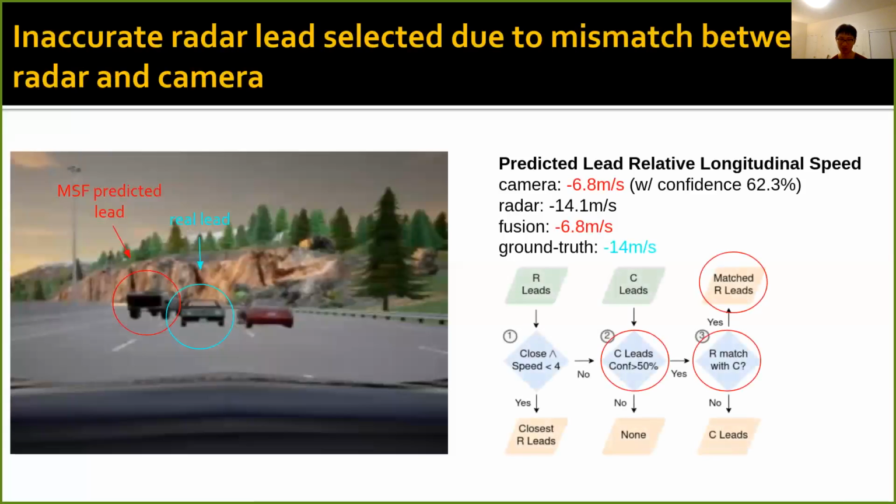Now, why is this the case? We look into the logic below. The key step is the second step, where the camera lead has a confidence larger than 50%. So it comes to step 3, which matches the radar output prediction with the camera output prediction. It's not shown here, but there are actually some other radar cluster predictions which match with the camera. That one is the Cybertruck. So that one is actually used as the output of the fusion, resulting in this failure.